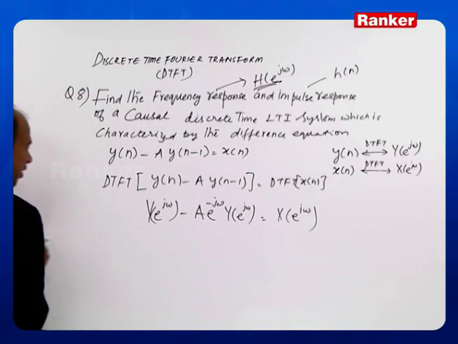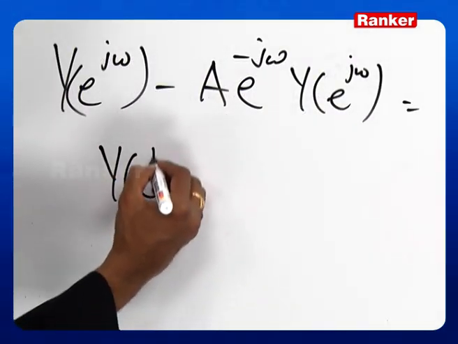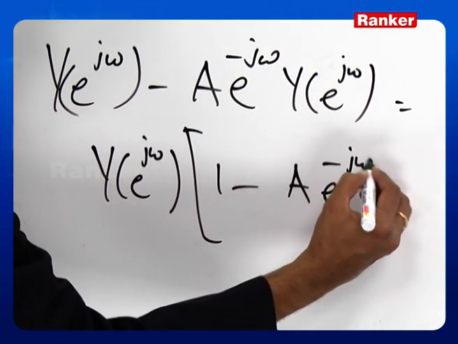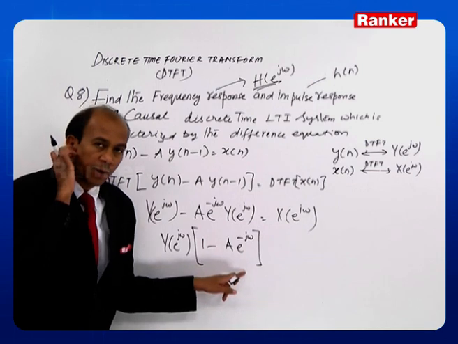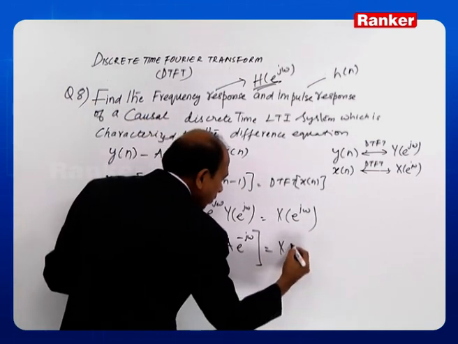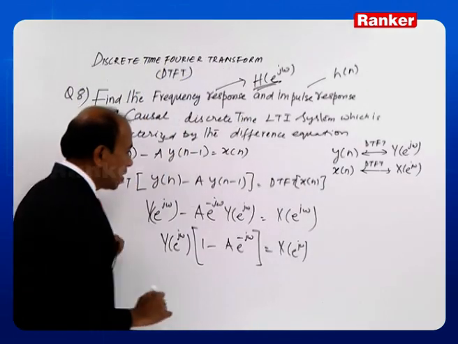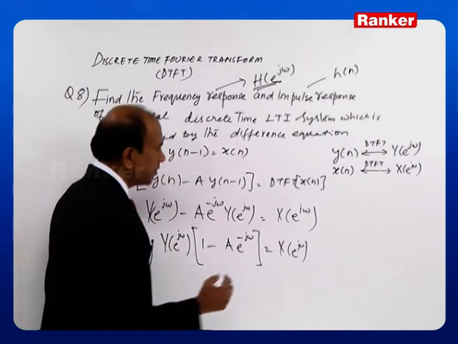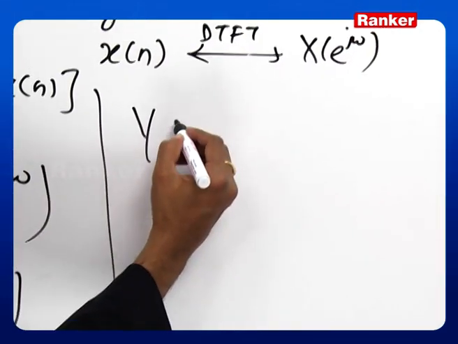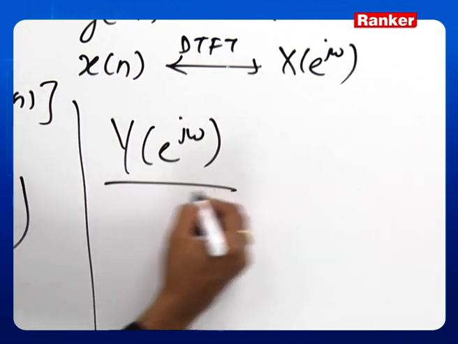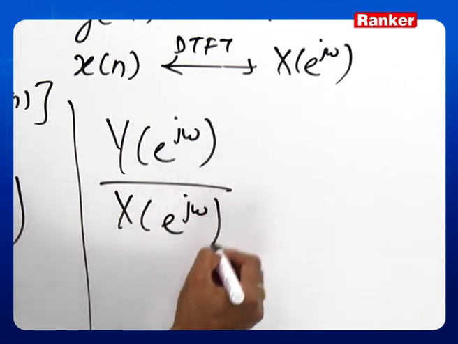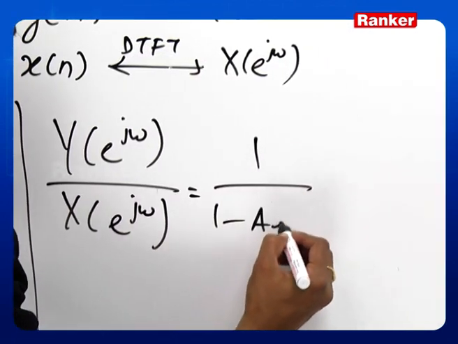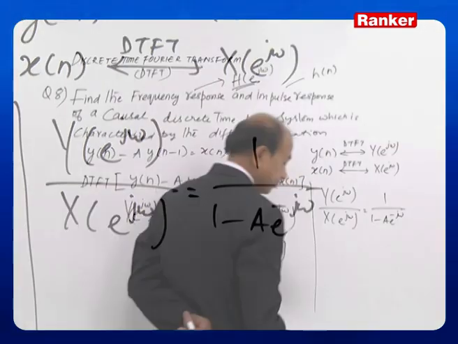Now, I will take Y of e to the power of j omega common. So, this is Y of e to the power of j omega times 1 minus a e to the power of minus j omega, which is equal to X of e to the power of j omega. Now, let us write down what is Y by X. Y of e to the power of j omega by X of e to the power of j omega is equal to how much? That will be equal to 1 by 1 minus a e to the power of minus j omega.